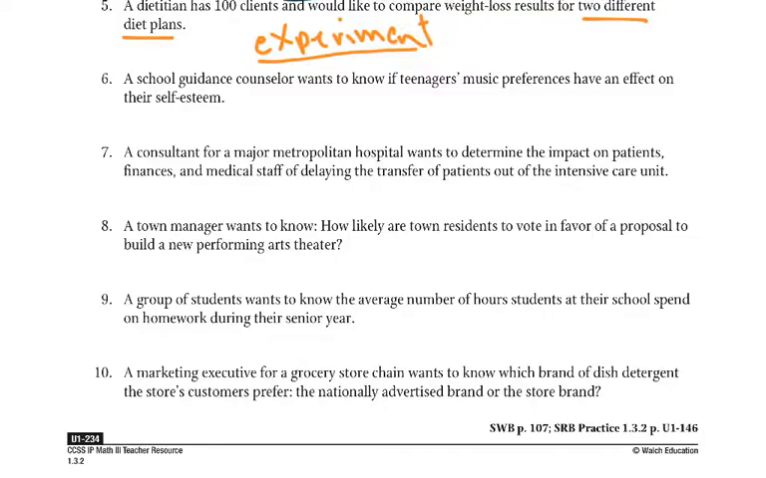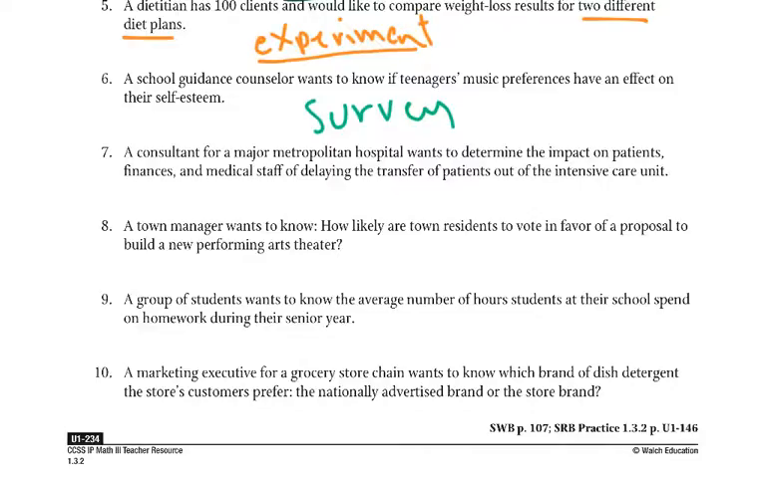A school guidance counselor wants to know if teenagers' music preferences have an effect on their self-esteem. Okay, so we're trying to draw some effects, but it would be tough to do an experiment here, just because there are a lot of issues. You could do an observation where you're just watching what music they have, but I think a more useful method would actually be to do a survey on this one, to ask their self-esteem levels, to ask about what music they listen to, and try to draw conclusions based on the information presented.